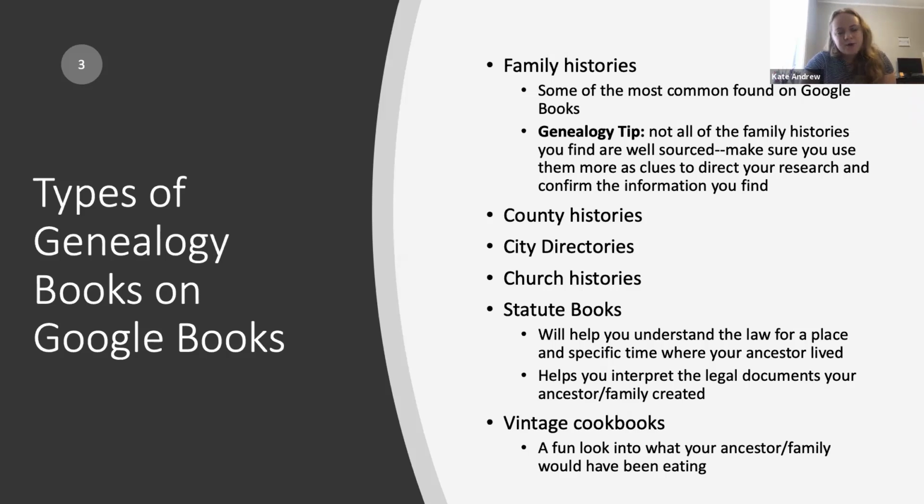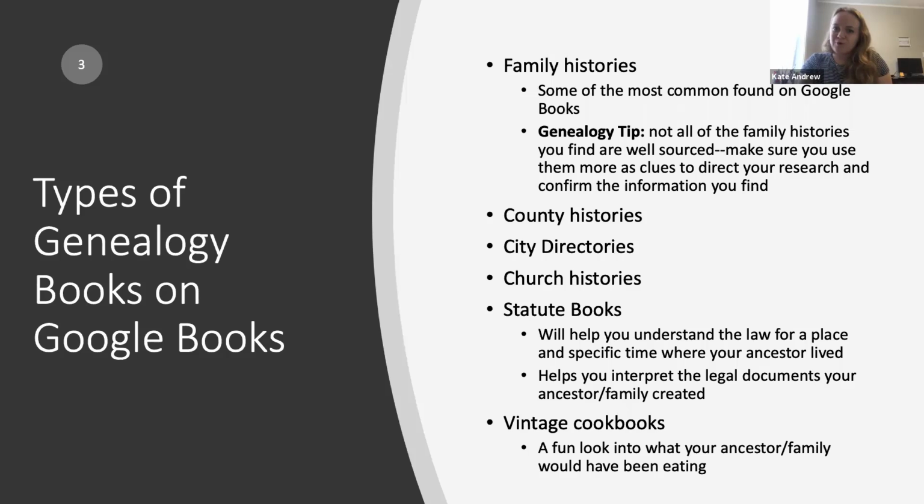Another kind of book that's on Google Books are city directories. These can be useful if you want to figure out where your relative lived during a time, by looking up their address. Often city directories would include employment information, so what occupation the person had, and sometimes even what company they were employed by.